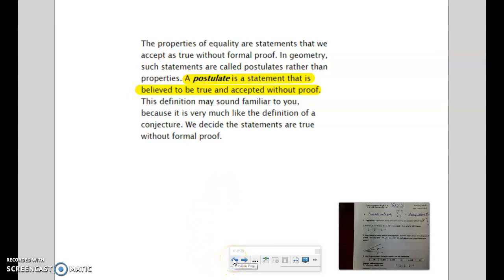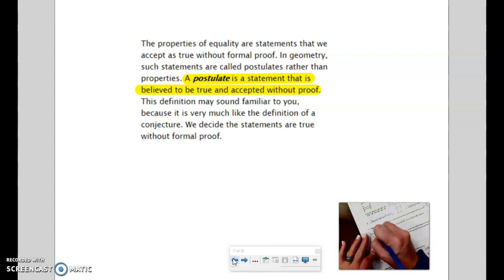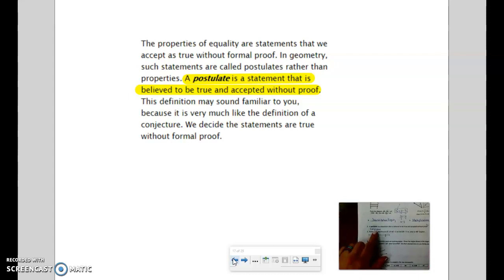Now, that may seem similar to a word we've learned before, which was conjecture, but they are not the same thing. A conjecture is a statement that we believe to be true, but we don't accept it to be true. Okay, so it's a statement we made that we just think might be true based on our observations, but postulates are things that are believed to be true and accepted to be true. So that's the difference, the accepted part.